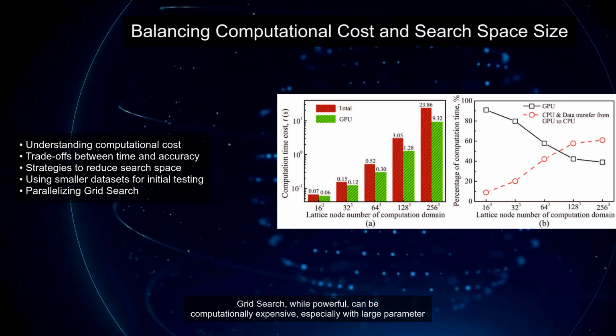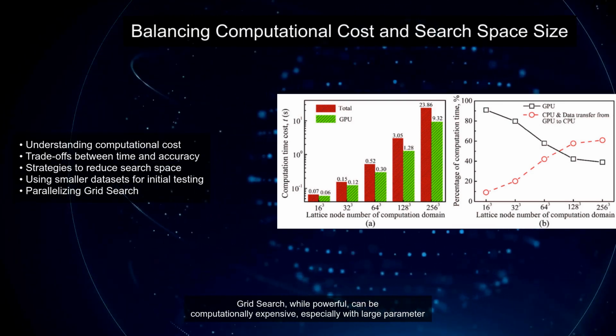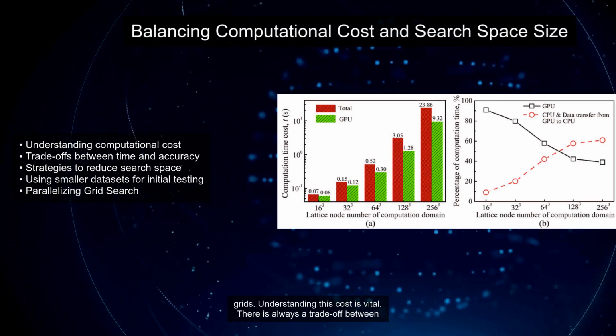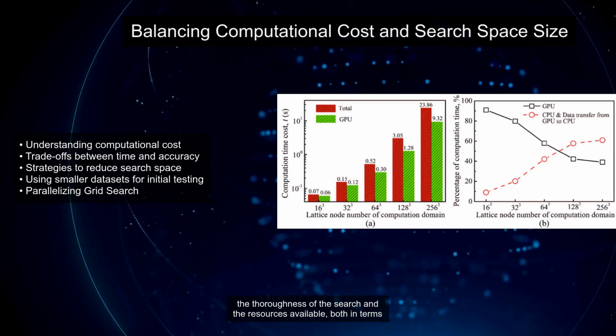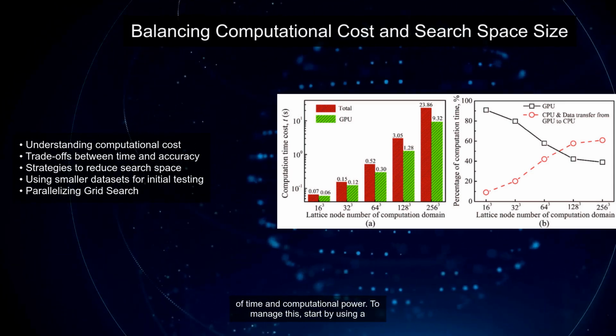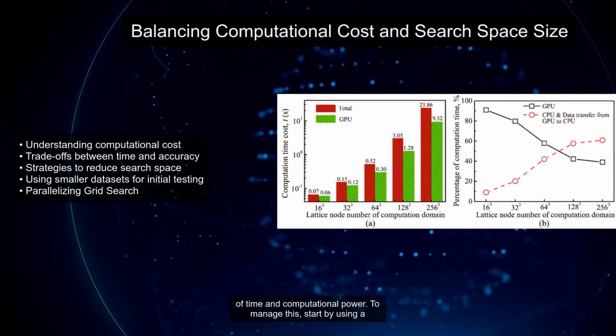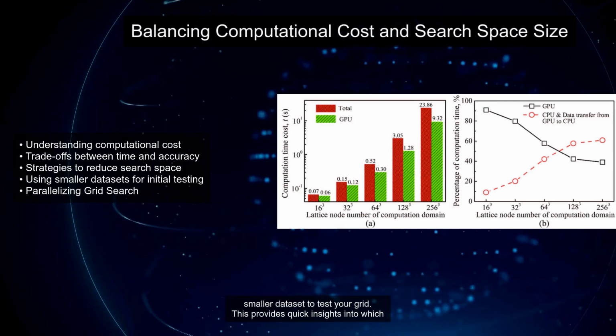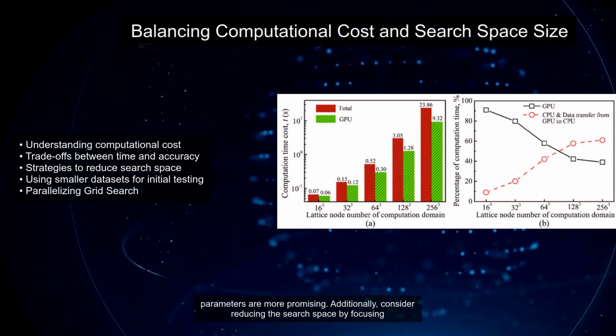Grid search, while powerful, can be computationally expensive, especially with large parameter grids. Understanding this cost is vital. There is always a trade-off between the thoroughness of the search and the resources available, both in terms of time and computational power. To manage this, start by using a smaller dataset to test your grid. This provides quick insights into which parameters are more promising.